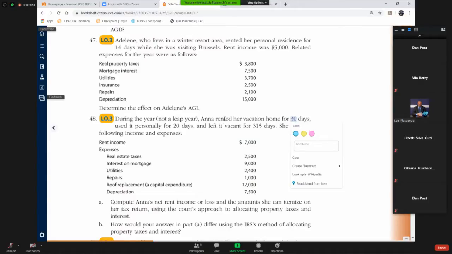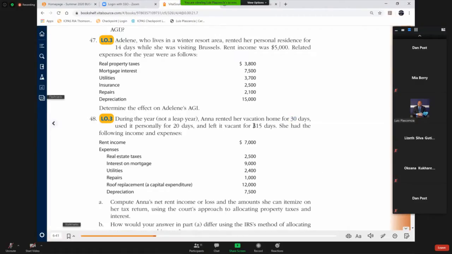Because it's a vacation home, now we have to allocate the expenses: interest and taxes in one group, other expenses in another group, and then we have to figure out if there's any loss or not. The fact that they left it vacant for 315 days is irrelevant. People like to say that, but that really does nothing. All right, let's group the expenses.